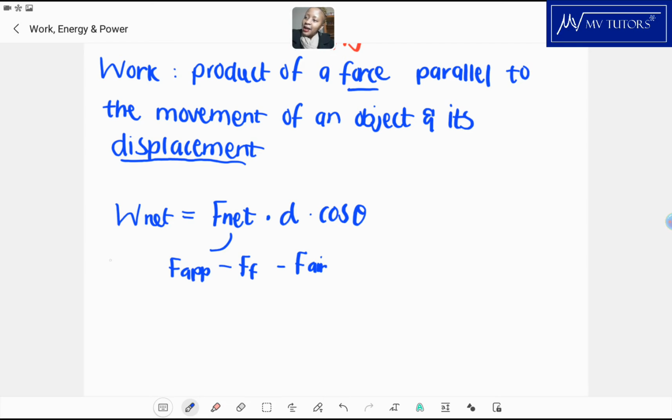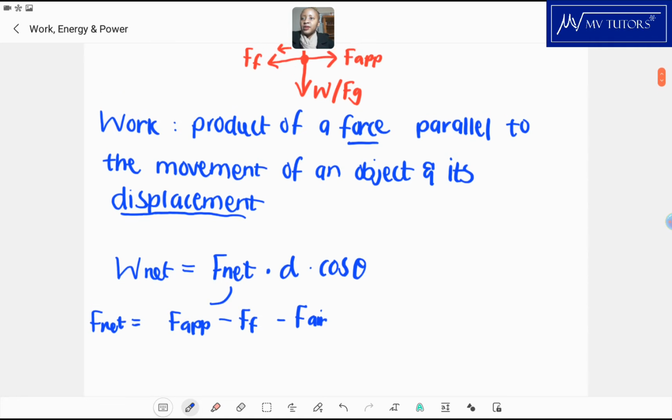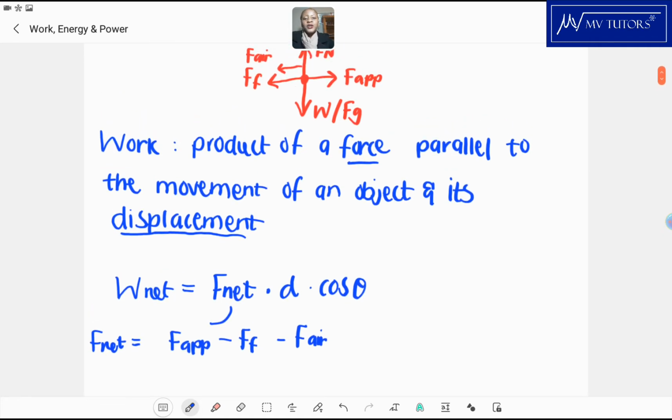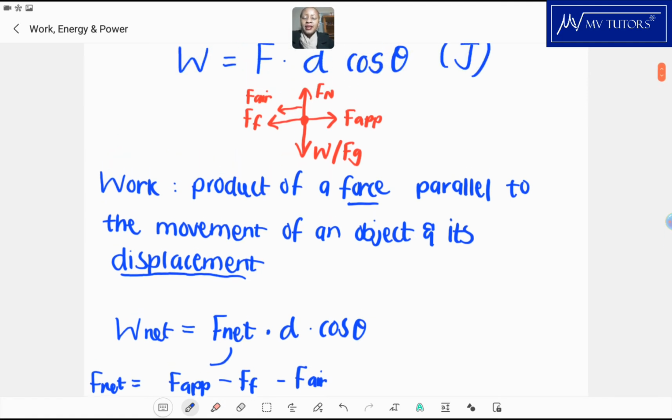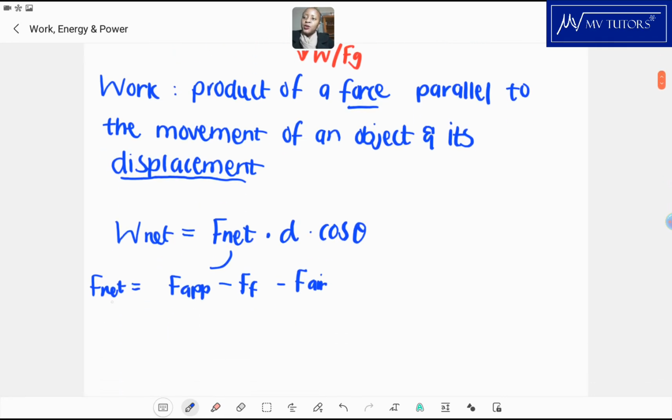So sorry about that. So I would say the net force, F net. Force is applied to it because it's moving in a horizontal direction. I'm only considering horizontal forces. The normal force and the force due to gravity will cancel each other out. So your net force will be the force applied minus the friction force minus the air resistance. Whatever you get there, you plug it in here, then you can get your net force.